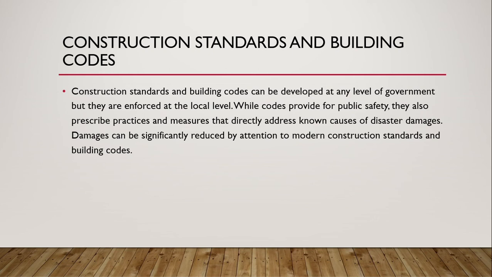Next is construction standard and building codes. Construction standards and building codes can be developed at any level of government, but they are enforced at the local level. While codes provide for public safety, they also prescribe practices and measures that directly address known causes of disaster damages. Damages can be significantly reduced by attention to modern construction standards and building codes.